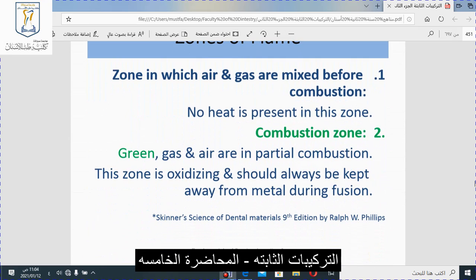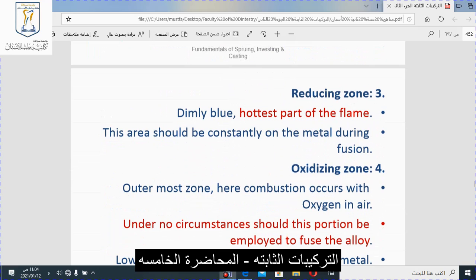So, the zones of the flame. The first zone is near the orifice. It is not the mixed zone. It is slightly green inside. The composition zone is the mixed zone. It is slightly red inside. There is no heat here near the orifice. The composition zone is the second zone, and it is green. The third zone is the reducing zone. It is the hottest part of the flame. The color is dummy blue or light blue.